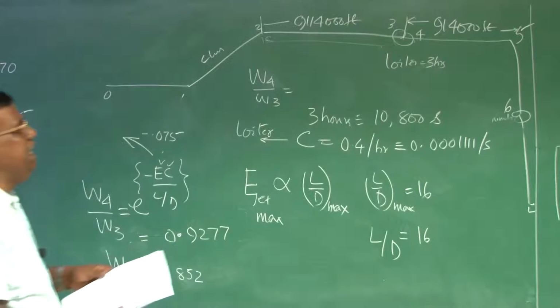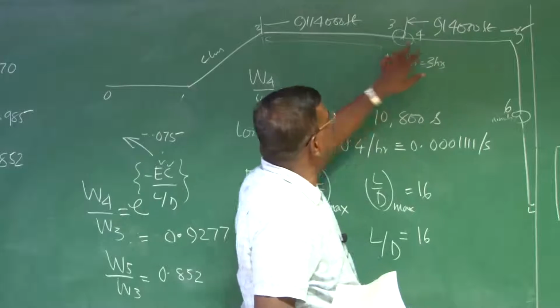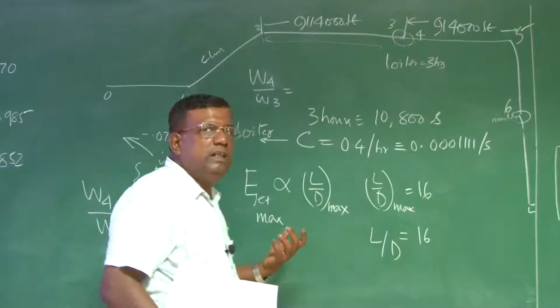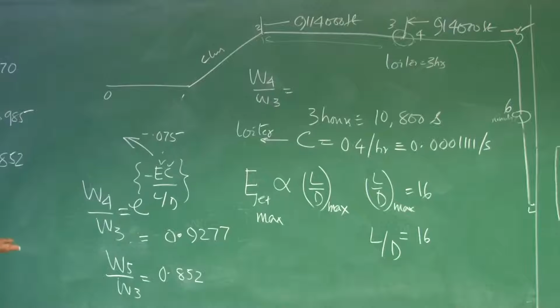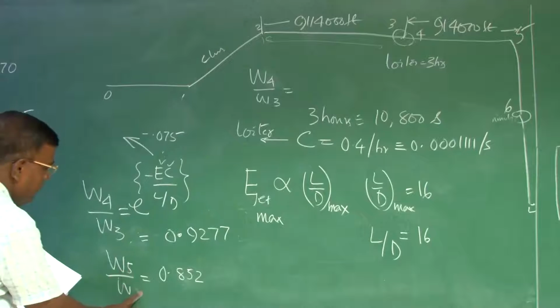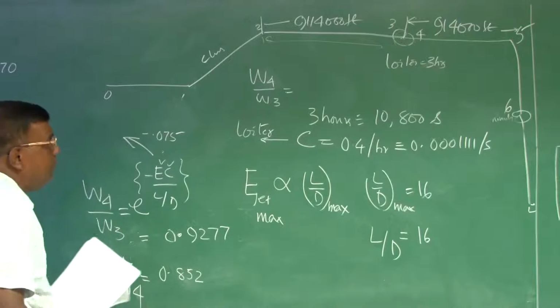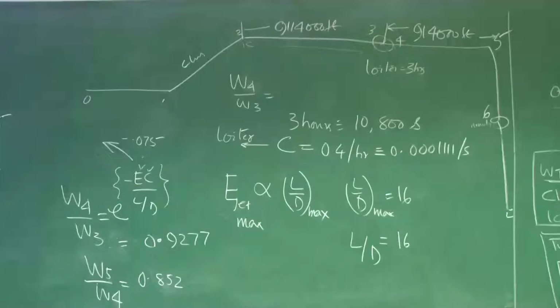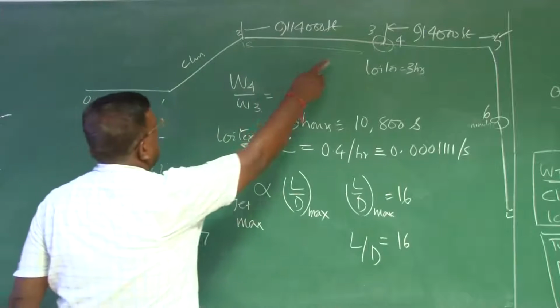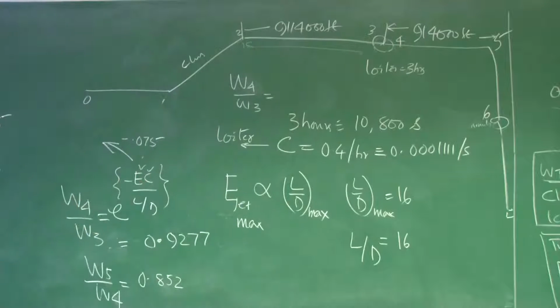If this range was different than this, then the ratio will change, right? But since they are same, I am not doing a repeat calculation. So this value is here. Now comes, this is W5 by W4, no? Sorry, this will be W5 by W4. So W5 by W4 is 0.852, which is the same ratio as W3 by W2 because the ranges are same.